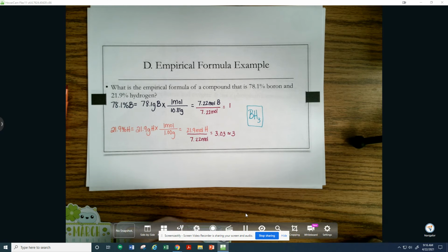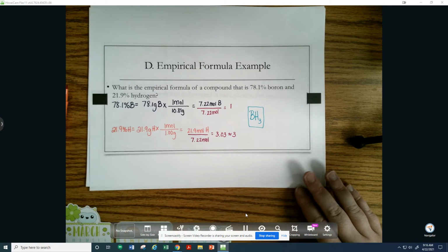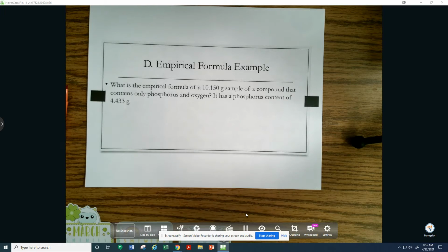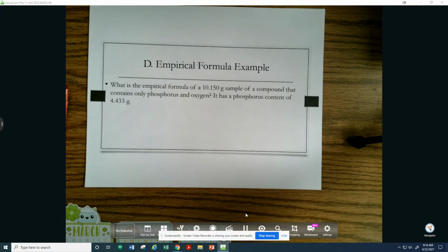Now, the last line of the rhyme is multiply till whole. Well, they came out to whole numbers, so that line does not apply to this example. In our next example, that last line is going to apply.